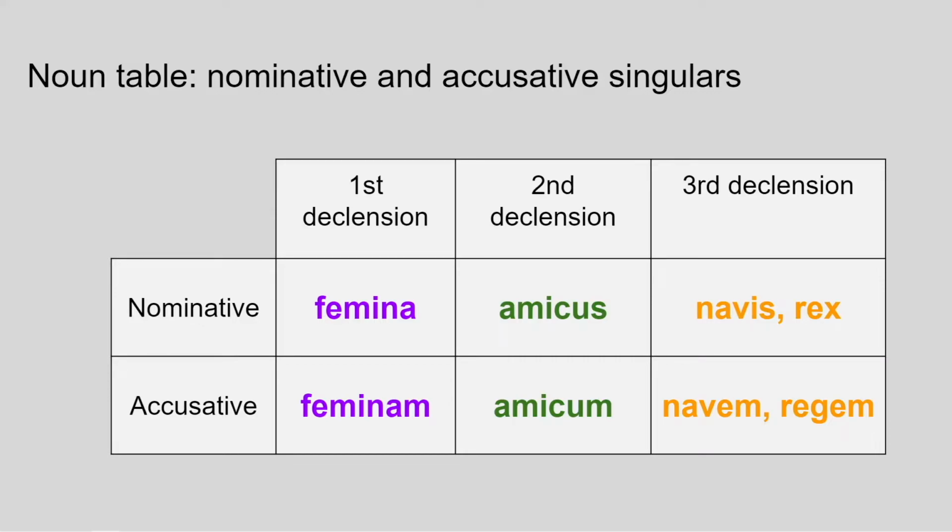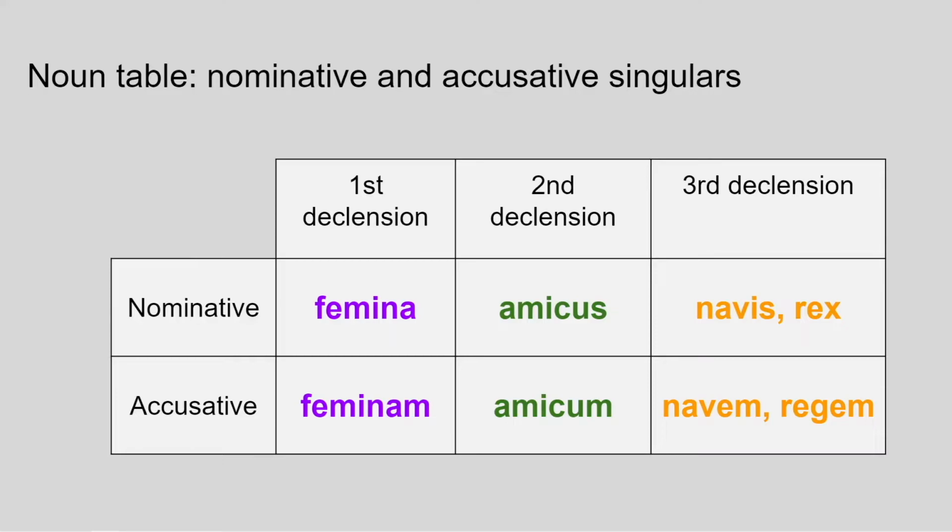Rex is a little bit odd. You can see the root of the word, rex, changes slightly. The x becomes a g. That's just because the Romans preferred the sound of regem to rexem. That's all. So, now we have our singular nouns all figured out.